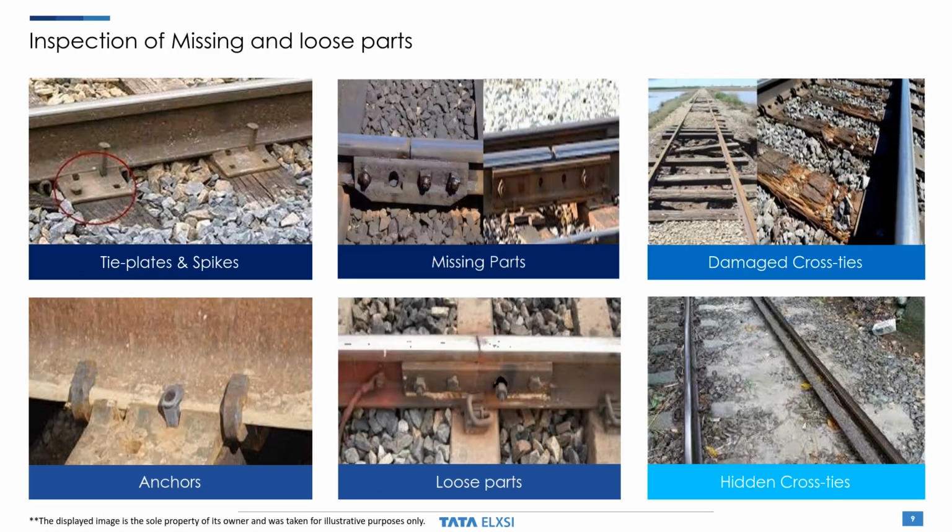In this slide, we see the scenarios where the parts are missing or damaged or loose. Typically, it is a visual inspection to check whether these are in order. In some cases, vibrations generated by the wheel track interactions could also be used for certain conditions. Many of these scenarios shown in the next few slides are typically visual inspection based.